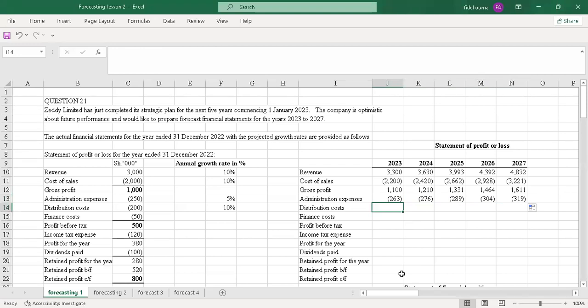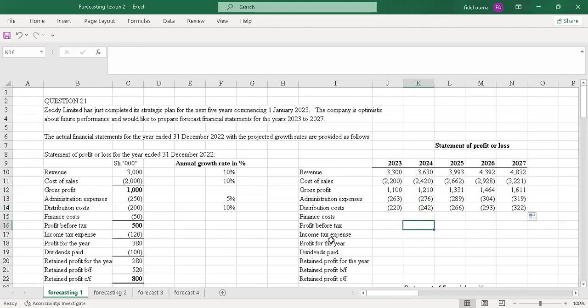And then I'll go to distribution costs. And I'll pick this. Then I multiply by 1 plus the growth rate, which is 10%. So I lock this completely with an F4. I enter. Yeah, so the next thing, I will pick for 2023. Then I'll multiply by 1 plus the growth rate, which for distribution is 10%, and I lock it completely. So that once I have that value, I just drag from here.